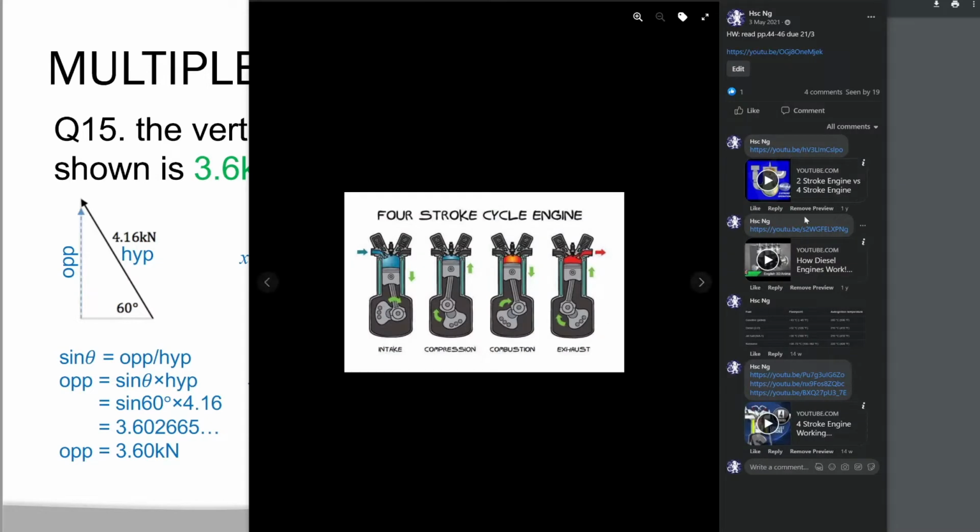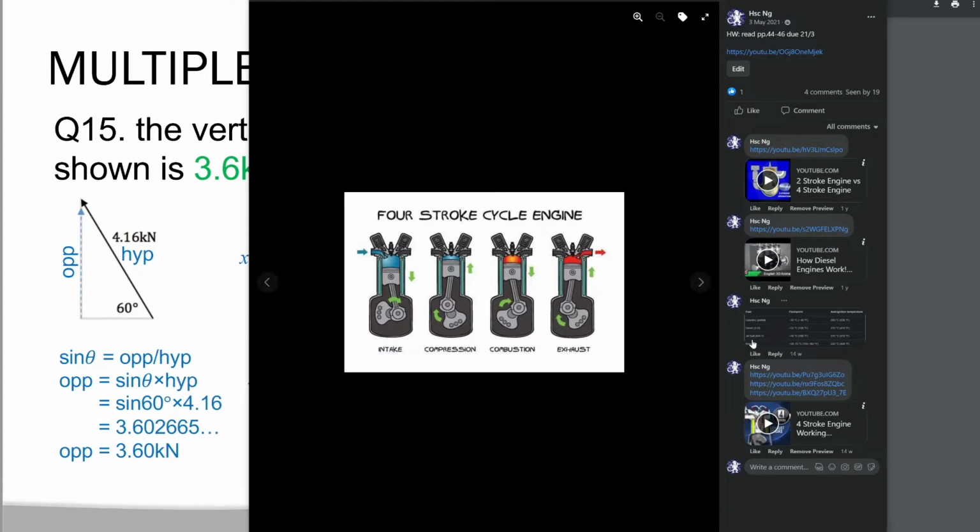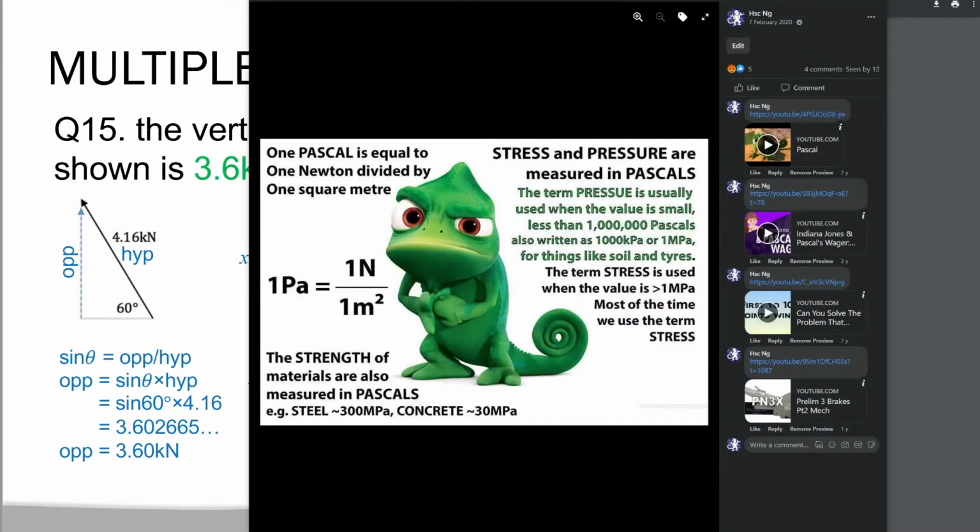So suck, squeeze, bang, blow. I also have 2-stroke and 4-stroke engines. I wonder what's going on here. The efficiency of the relative temperatures that the different things combust, the flash point. That's not really relevant. None of this stuff is really all that accessible in year 11.